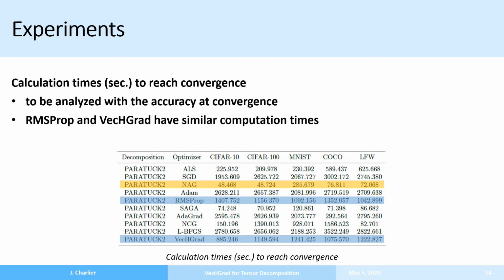And if we consider other algorithms, RMSProp, which is just based on gradient information, and VecHGrad, which uses a Hessian approximation, we can see that in terms of computational times, these two algorithms are very close.